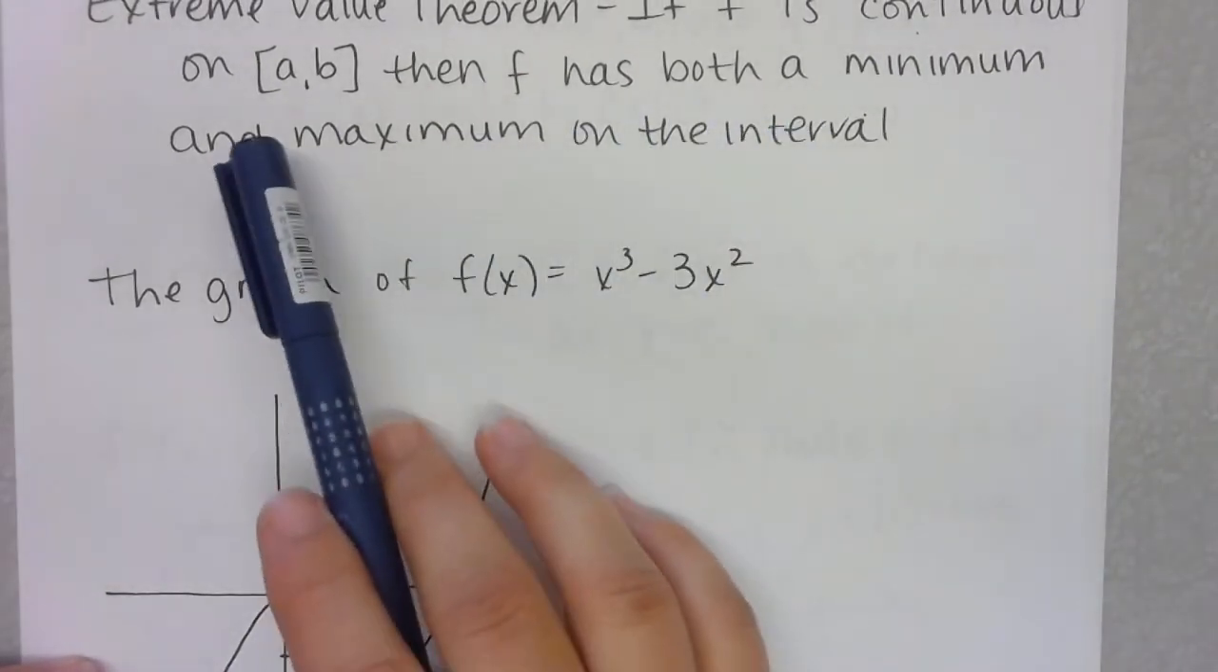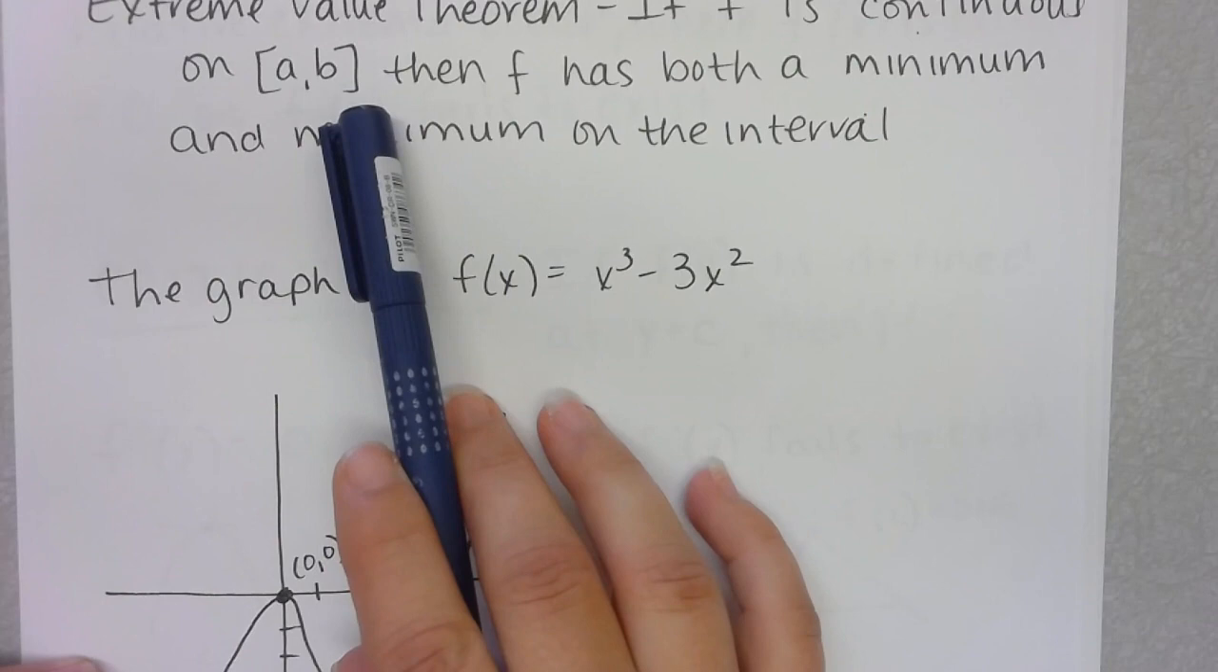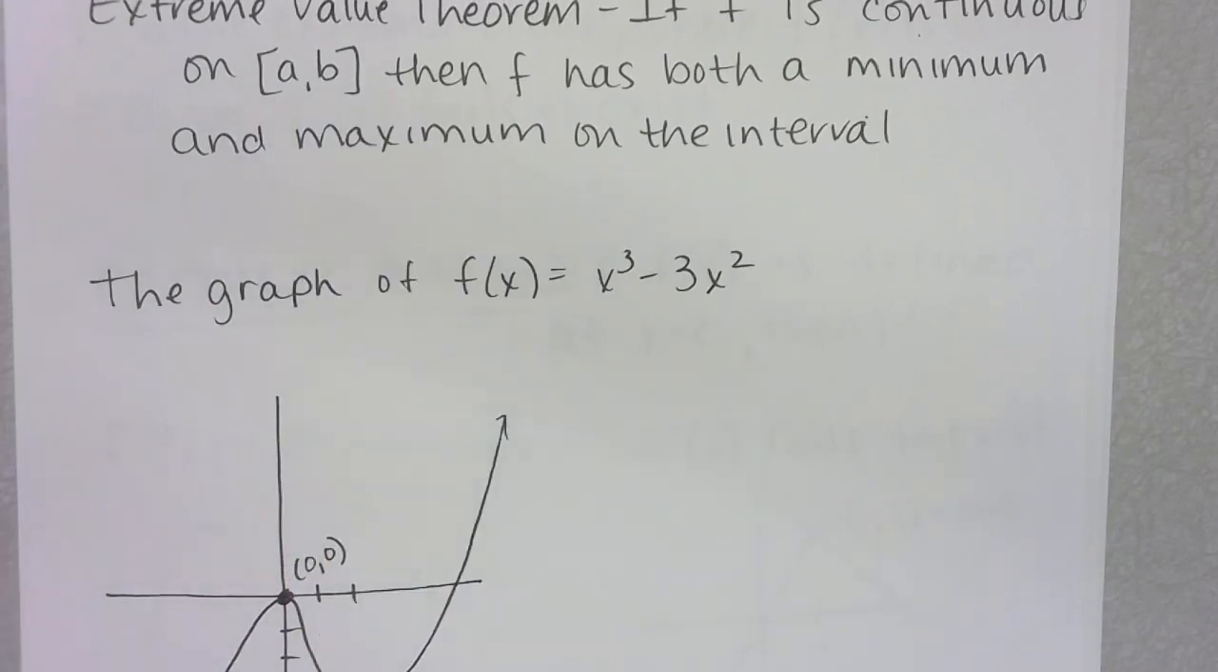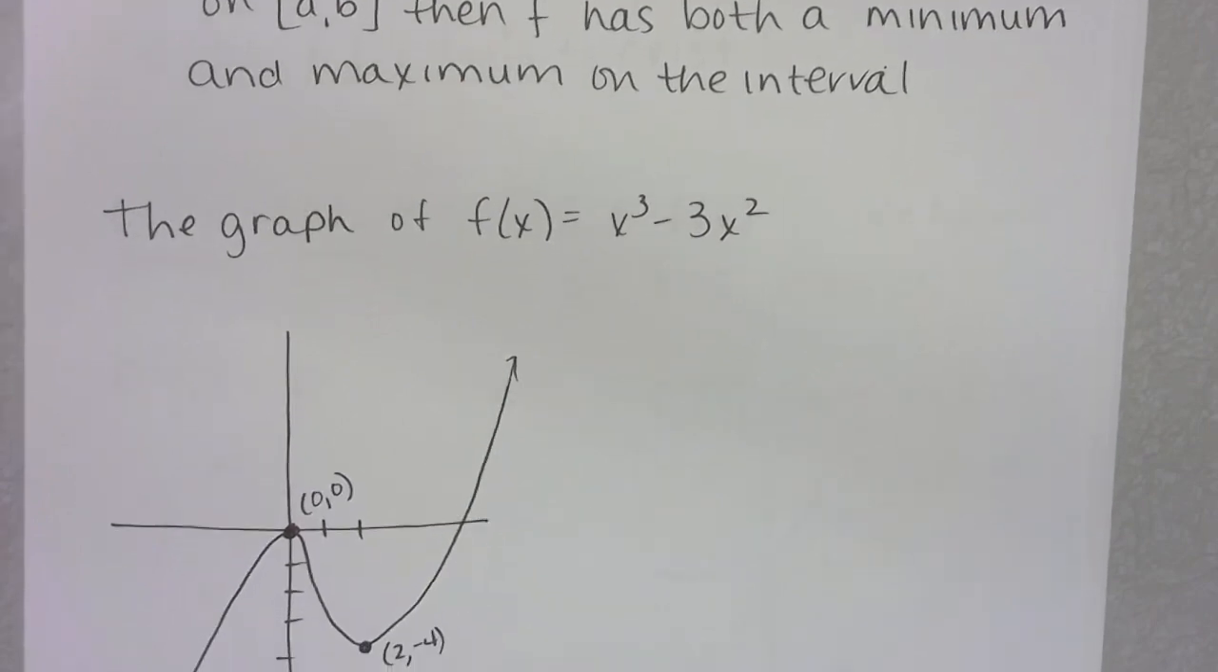So if f is continuous on this closed interval, just between two different x values, then f has both a minimum and a maximum on the interval. A lot of times when we're solving problems, we like to have a closed interval because we're guaranteed a min and a max in a closed interval. We'll talk more about this in a minute. So we're going to take a step back and just look at a graph for right now.